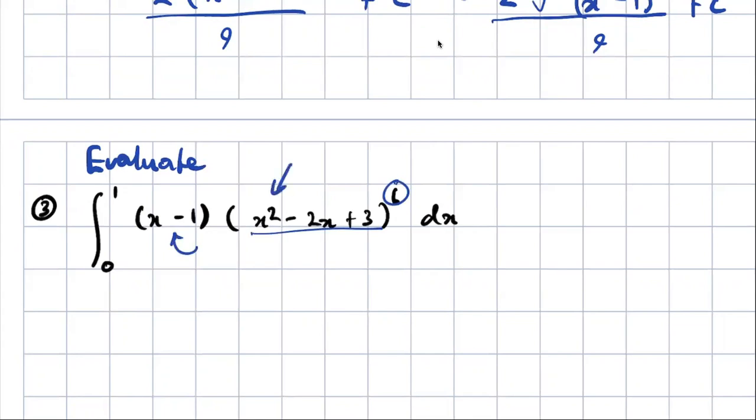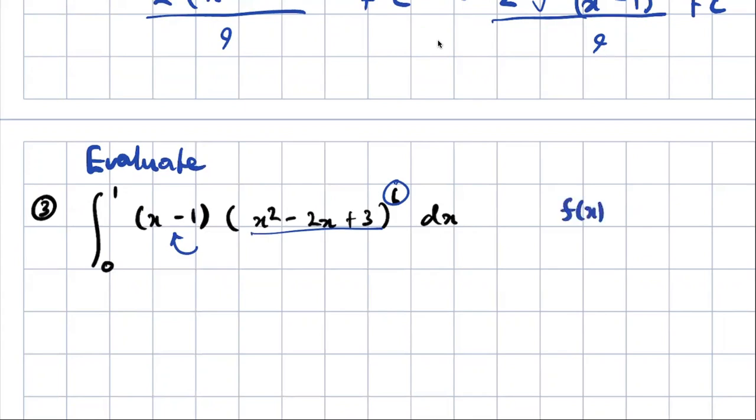Given the fact that this is an x squared, and the thing out the front is an x to the power of 1, it would indicate that it's probably going to be in the form of having the derivative out the front. So it looks like it's going to be a reverse chain rule. Let's have a little bit of a look.